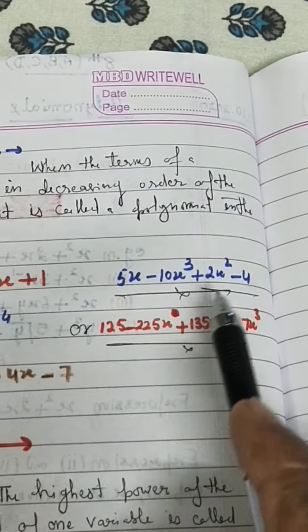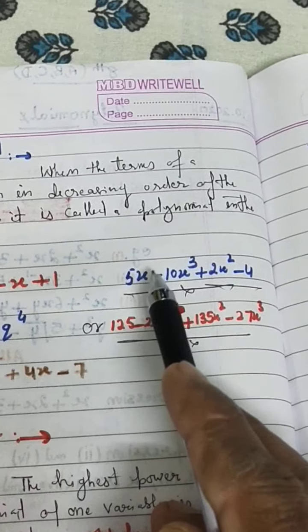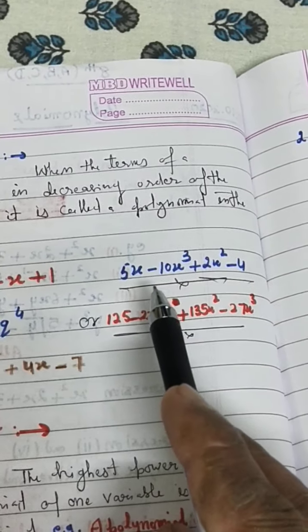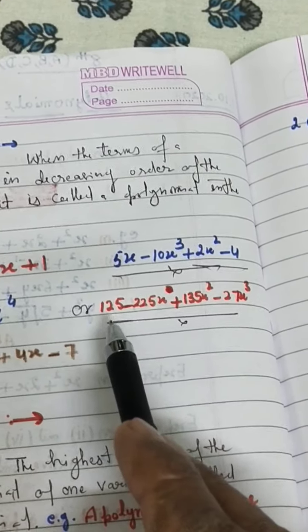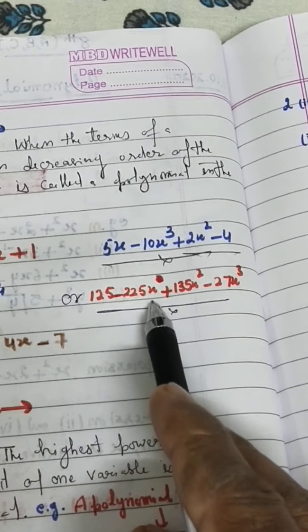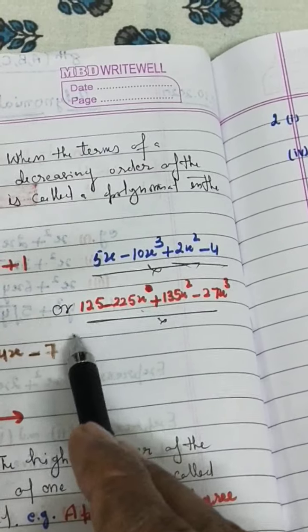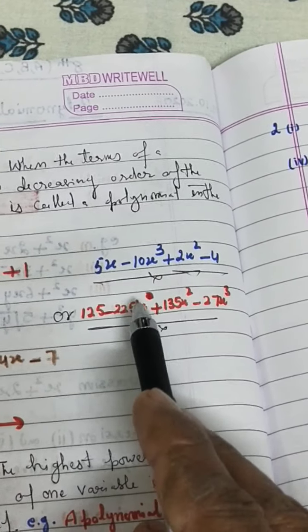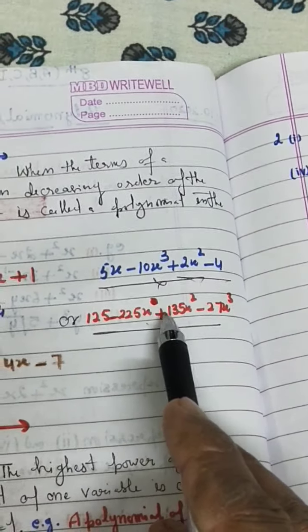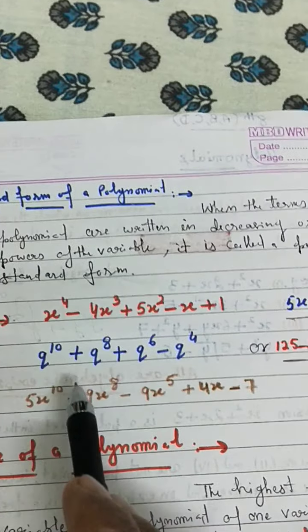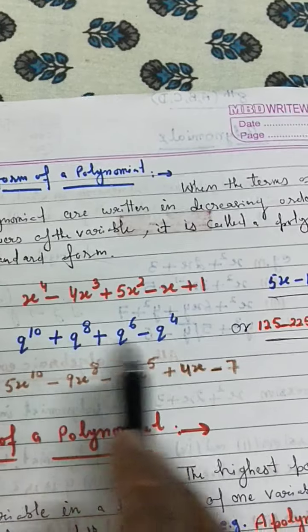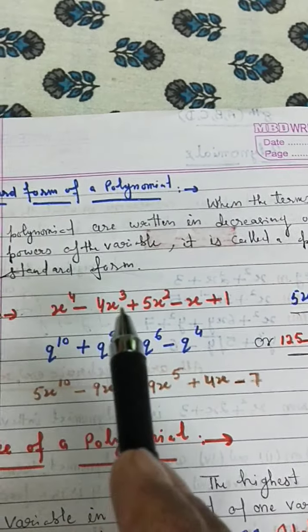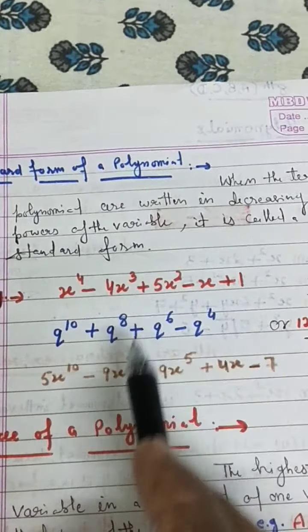These are not standard forms of polynomials because their powers are not given in decreasing order. Decreasing order means from greater to smaller. This one, constant, 1, 2, 3, is given in ascending order. So this is not the standard form of a polynomial, because the degree of the variable is always written in decreasing order, from greater to smaller. Then the polynomial is said to be in standard form.